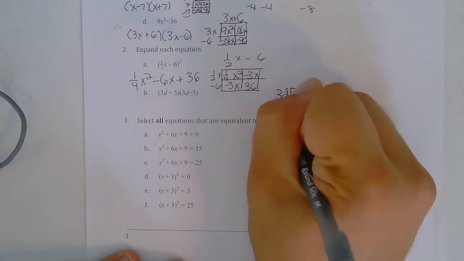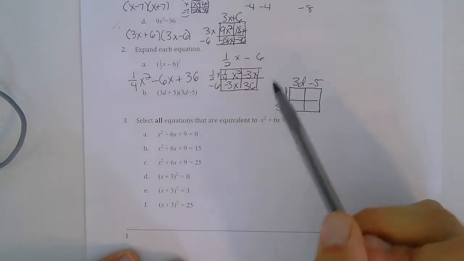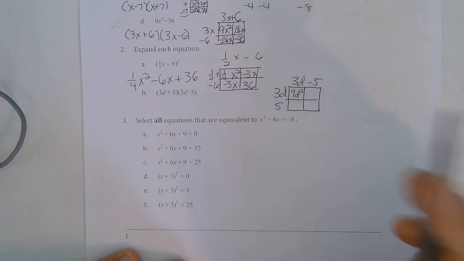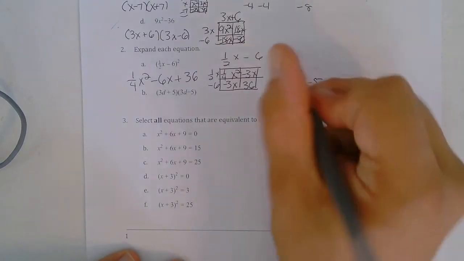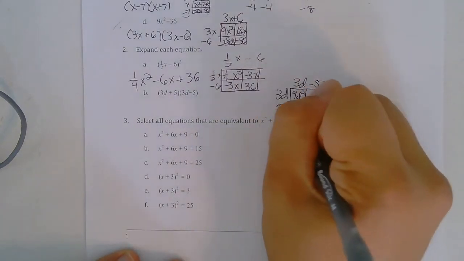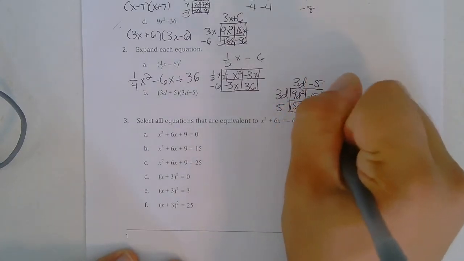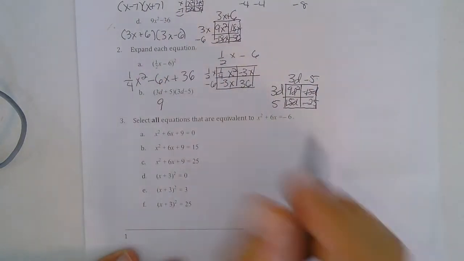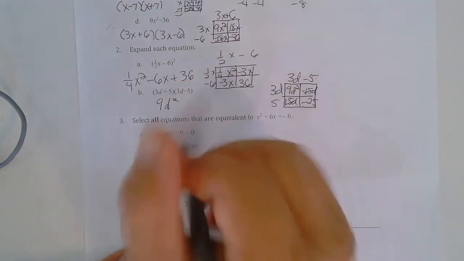So you have your 3D plus 5 and 3D minus 5. And then 3D times 3D is 9D squared. And then 3D times negative 5, 3 times negative 5 is negative 15D. 5 times 3D would be 15D. And then 5 times negative 5 is minus 25. Again, the D terms cancel out. So you get 9D squared and then minus 25.